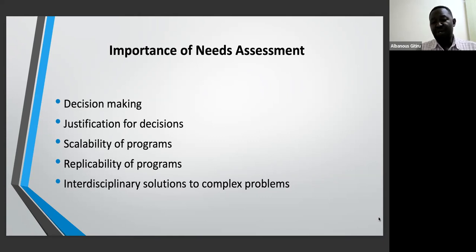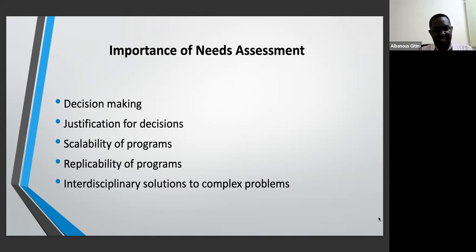The second bullet is about justification for decisions. Sometimes we make certain decisions within our organizations, but for us to find a justification for the decisions we make, this needs to be backed up by credible data. Where do you get this credible data? You will only get it when you have conducted a good needs assessment process.